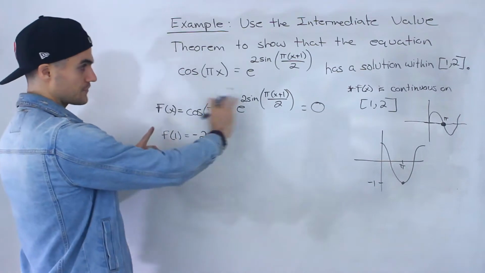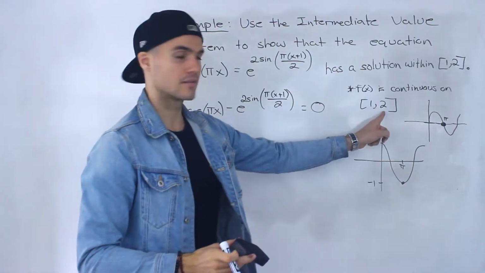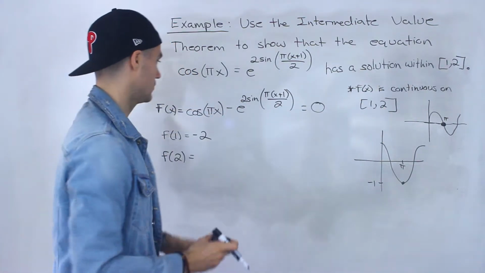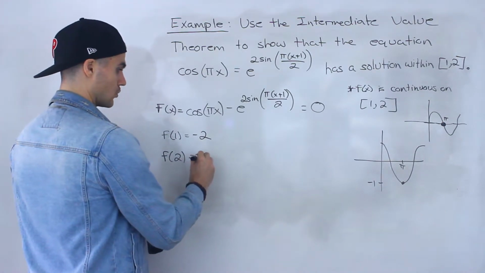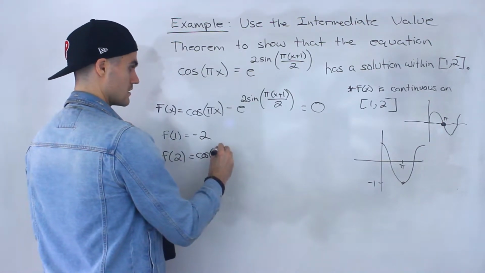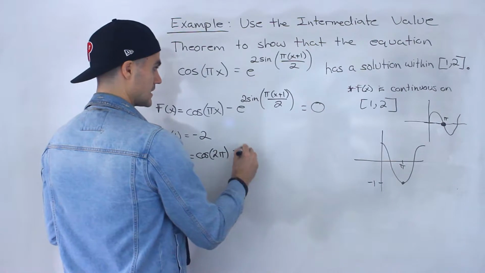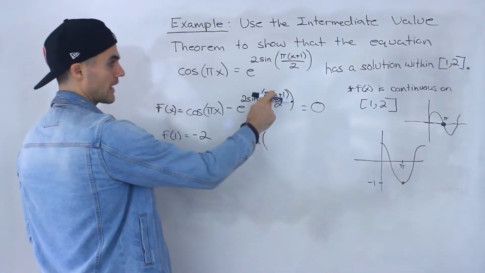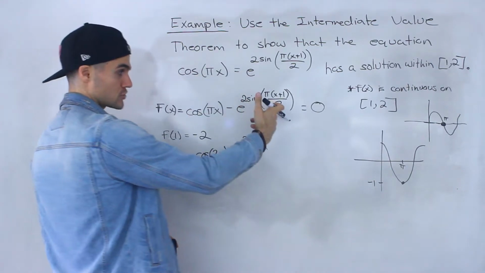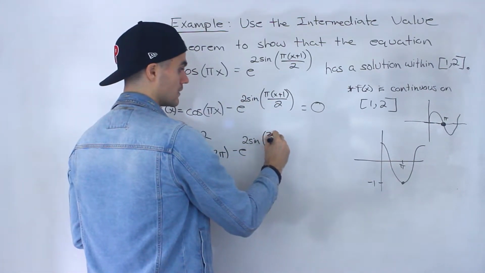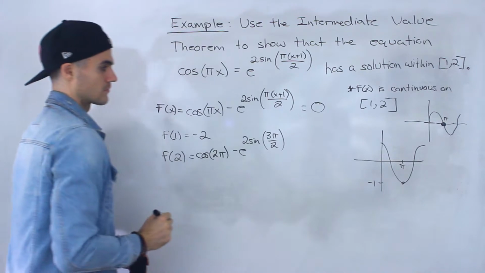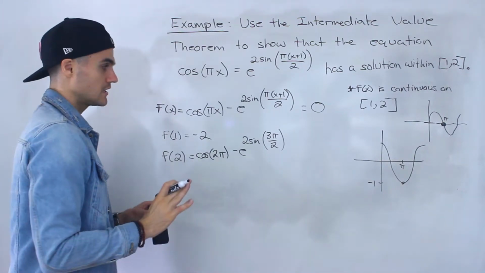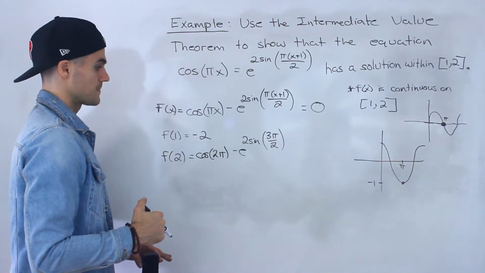Now, what's f of 2 going to be? What's the value of this function going to be at the x value on the end of that interval? So we would end up having cos of 2 pi minus e to the 2 sine of, notice here we'd have 2 plus 1, which is 3 over 2. So we'd have 3 pi over 2, which is like 270 degrees if we convert it to degrees.